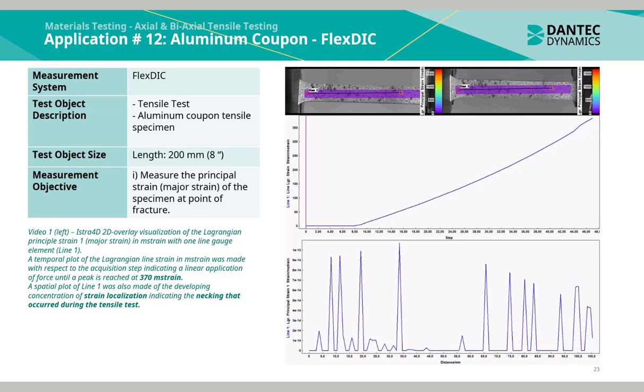Application 12 is an aluminum coupon tensile specimen measured using the FlexDIC system. The test object size was 200 millimeters. The measurement objective was to measure the principal strain of the specimen at point of fracture.